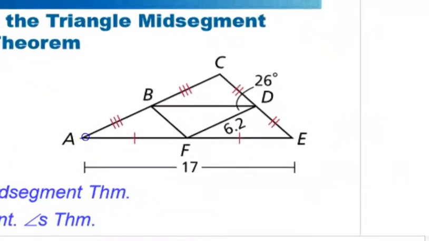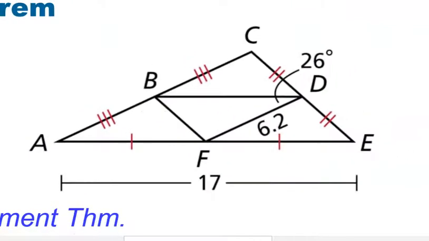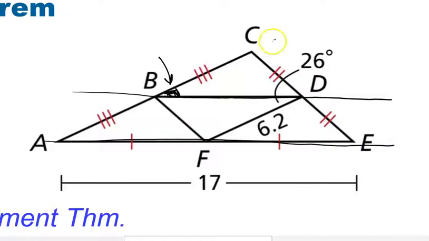Okay, and now they want us to find CBD. So find the angle CBD. It's right here. That one. So we know that we've got parallel lines here, right here and right here. And you can consider this a transversal if you remember that. So this angle is going to be the same as this angle.